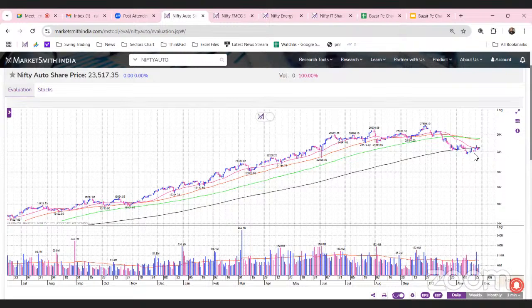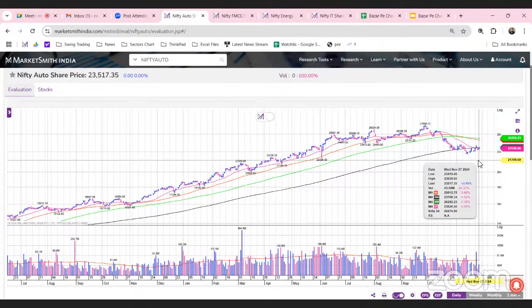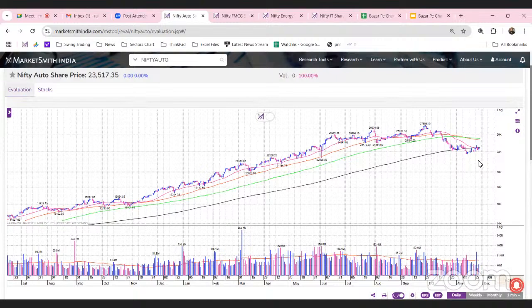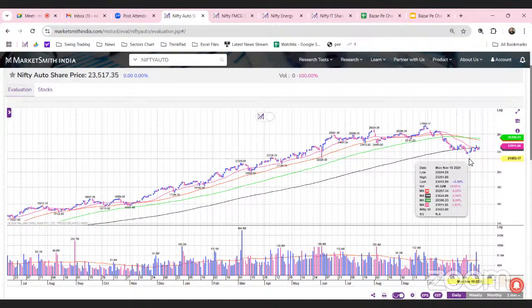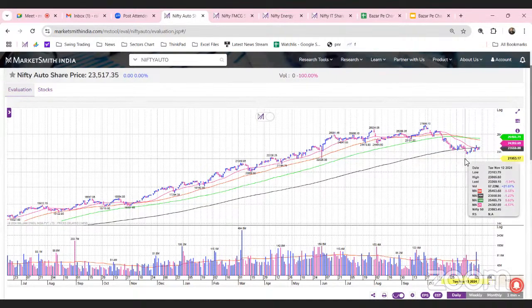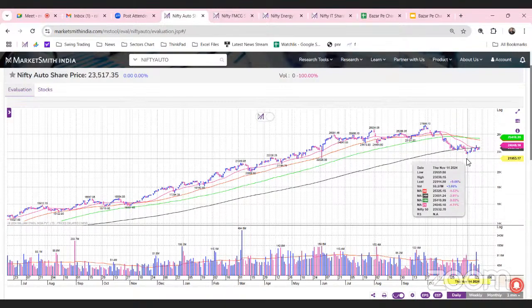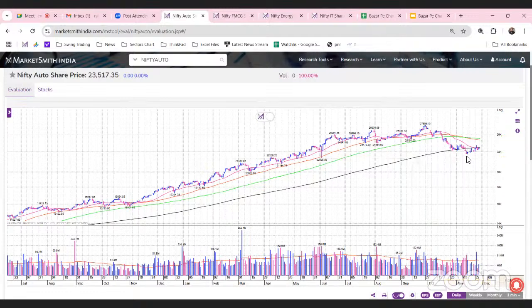If we look at the chart, in the last trading session there has been some downward move in the auto, and auto has closed on a negative note. If that downward move continues, then the index might move towards its recent low, around 22,600, and that may act as an immediate support. If that support is breached, then obviously it might move further downside.